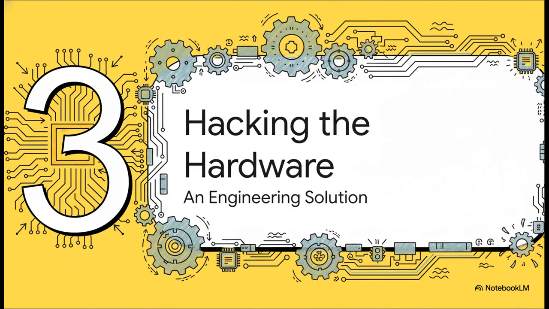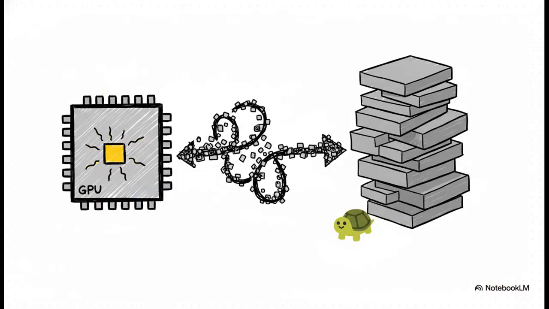Okay, so that was the biology-inspired approach. Now let's pivot and look at a completely different philosophy. What if the problem isn't really the AI's architecture at all? What if the real bottleneck is just a simple traffic jam happening inside the GPU? So every GPU that's running these models has two types of memory.